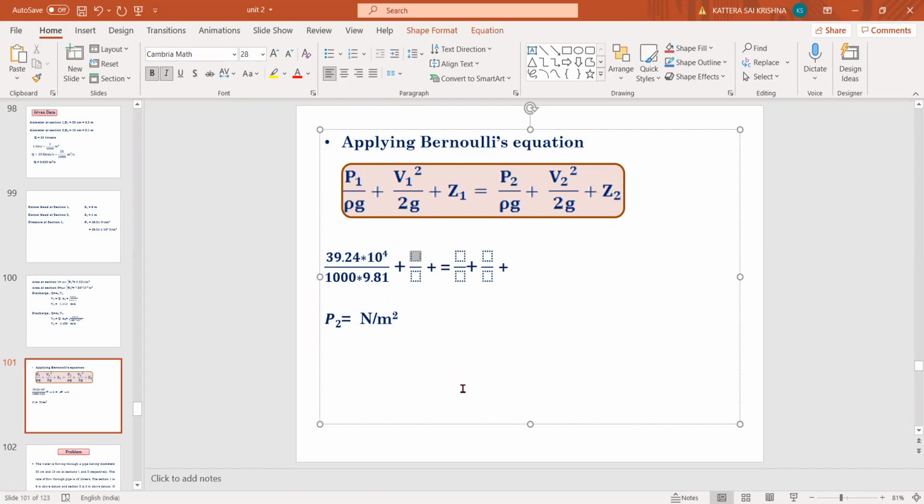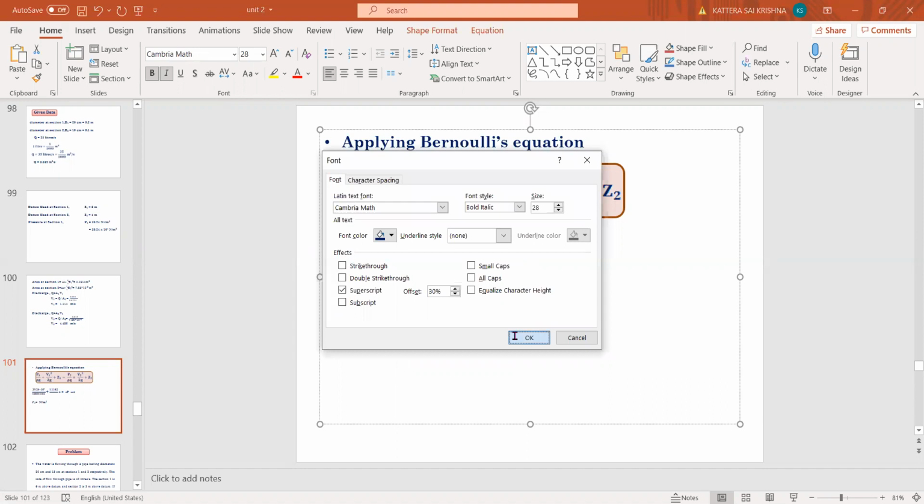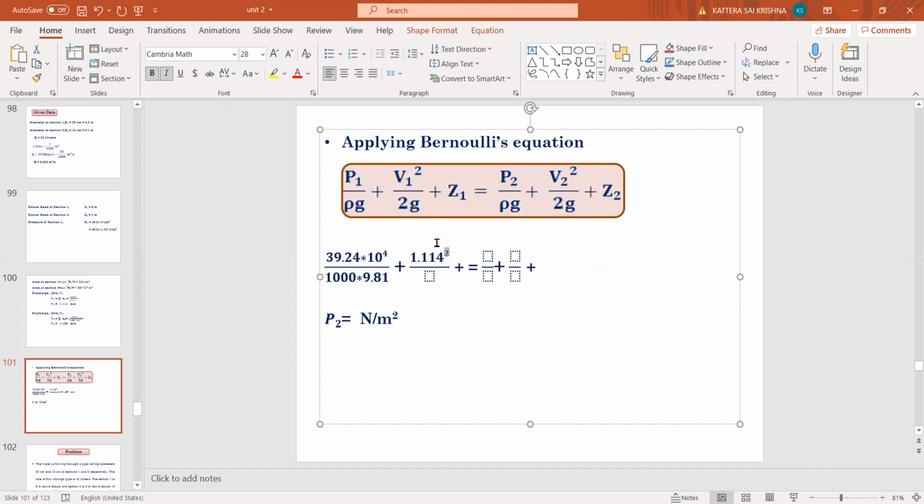Next, what is the V1 we got? 1.114. V1 square by 2 into G value 9.81, plus Z1. Z1 is given in the question. How much is Z1? Z1 is equal to 6 meters.